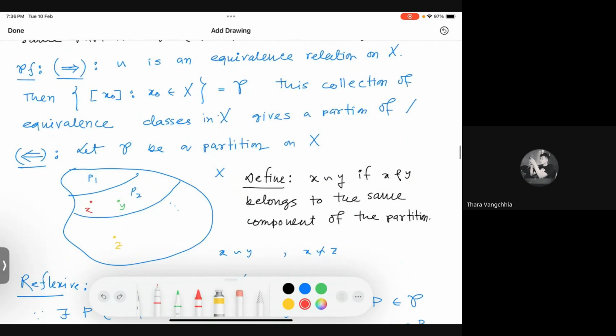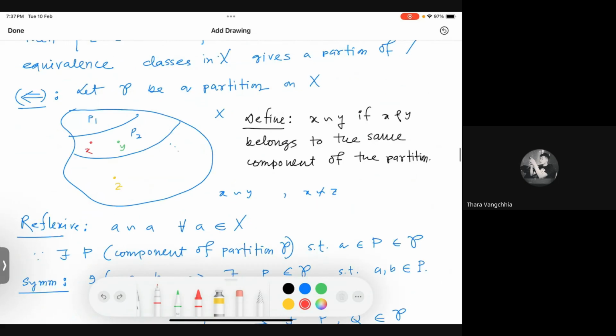So if you have a partition, curly P, then you will get an equivalence relation. And I have defined the equivalence relation like this. Okay.